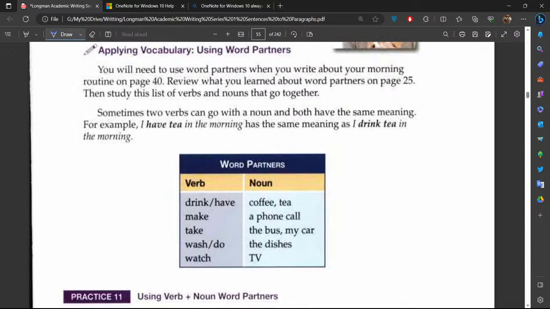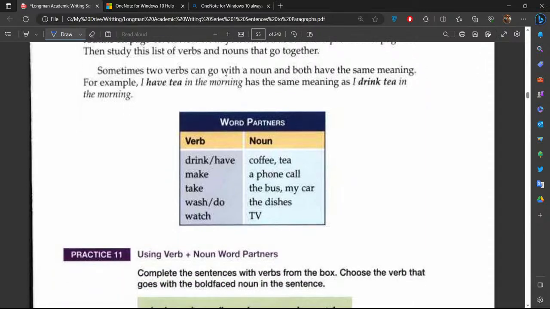Applying vocabulary using word partners. You will need to use word partners when you write about your morning routine. On page 40, review what you learned about word partners on page 25. Then study this list of verbs and nouns that go together.